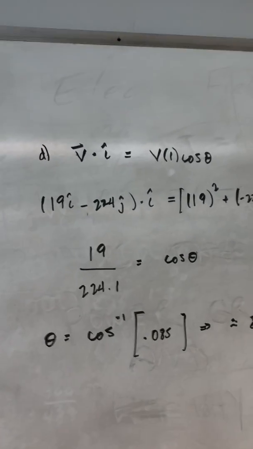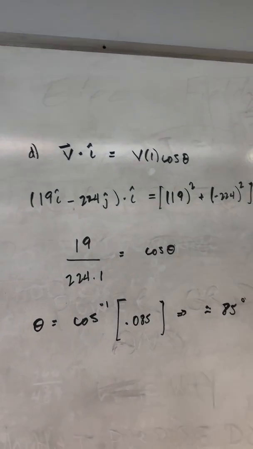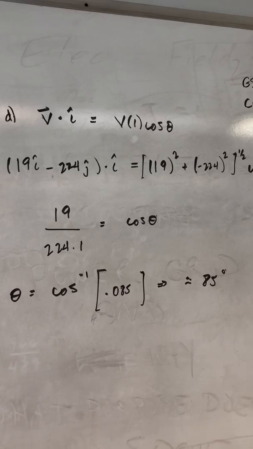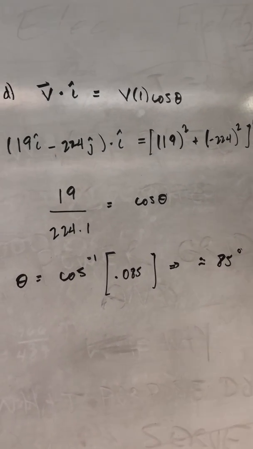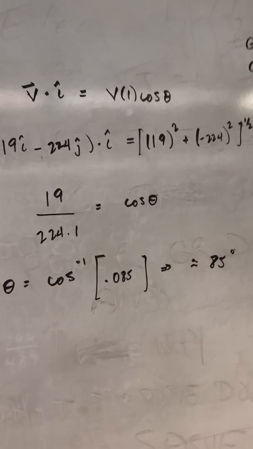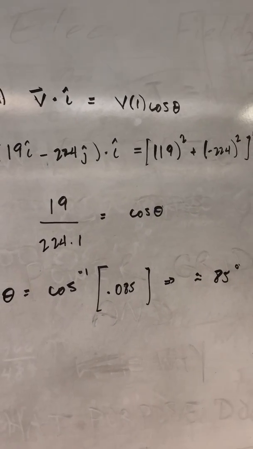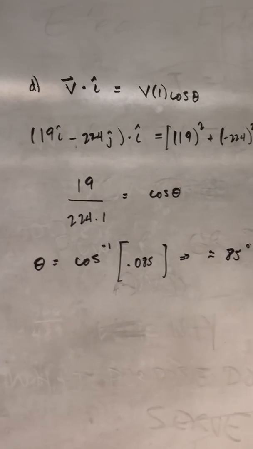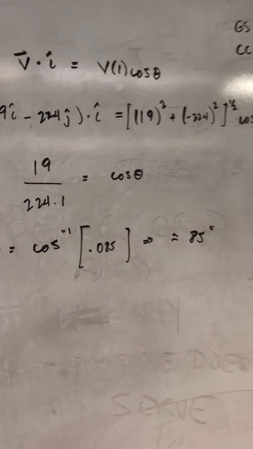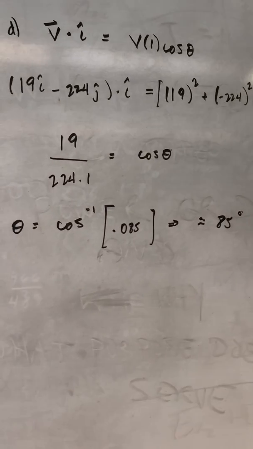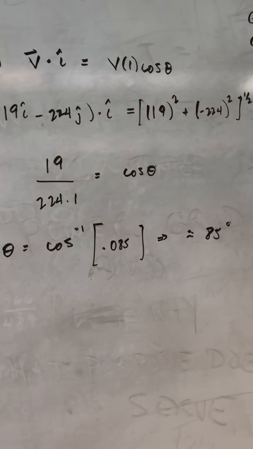So we take v dot i hat using our dot product formula, which is v magnitude times the magnitude of i hat, which is how much, class? 1. 1, thank you. Thanks to you all for contributing. V times 1 times the cosine of the angle, equals v dot i hat, which is 19 i hat minus 224 j hat dotted with i hat. I find the magnitude of v on the other side, and I solve for cosine theta, and the answer is 85 degrees.